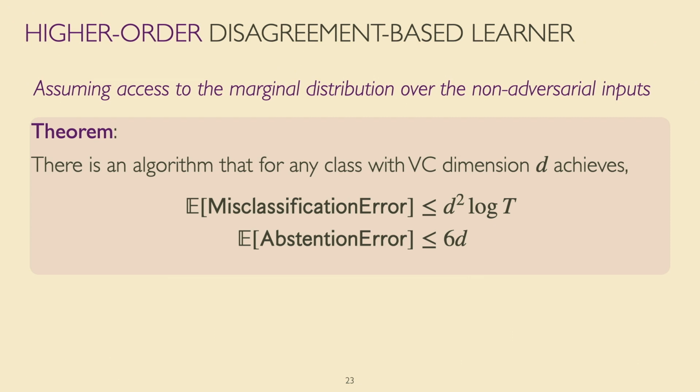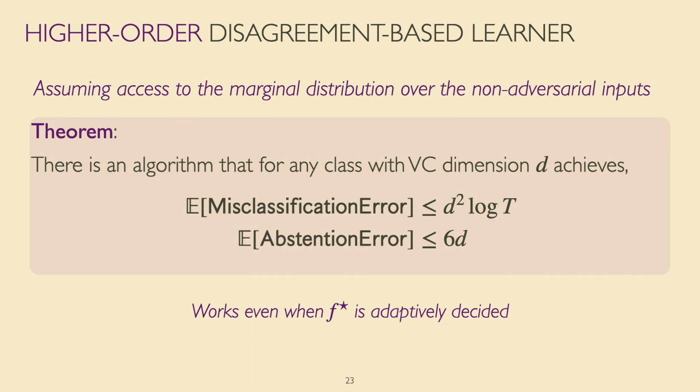The misclassification error will be bounded by D square log T, and the abstention error will be bounded by some constant times D, 6D. Okay, so this is the guarantee we get. And this works even when F star is adaptively decided. So the adversary doesn't have to choose the F star ahead. It has to just make sure that everything till now has been consistent with the function. So there has to be some true F star.